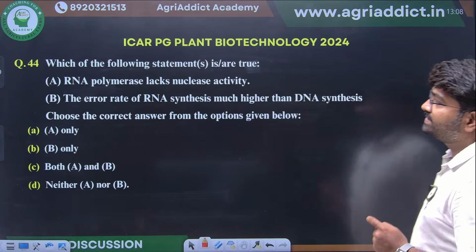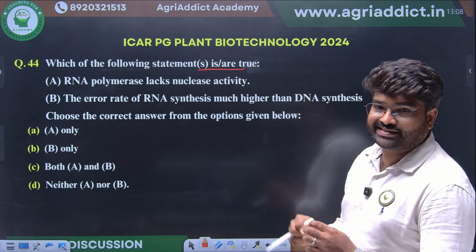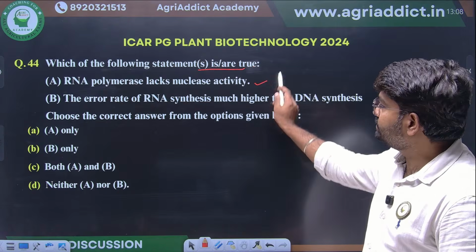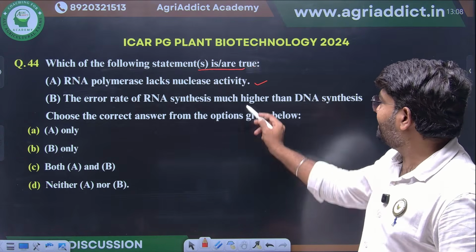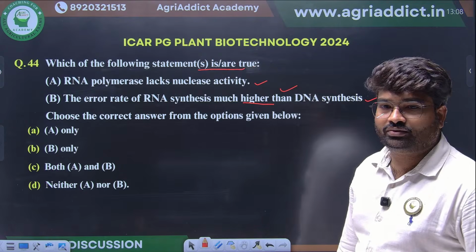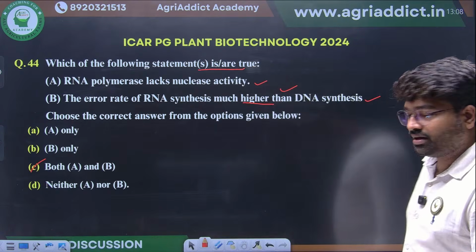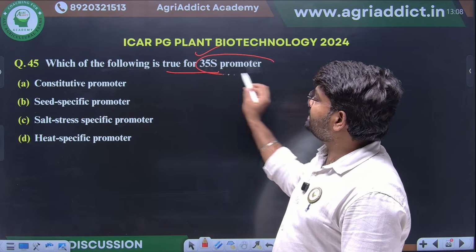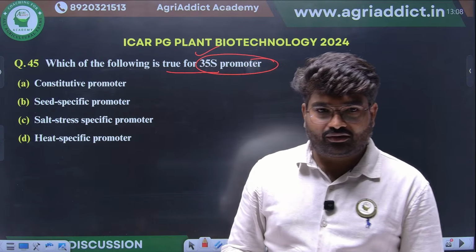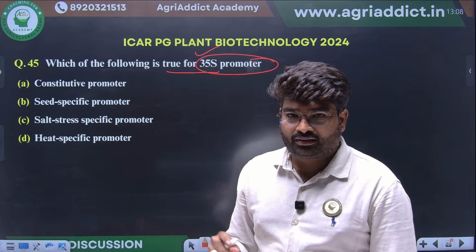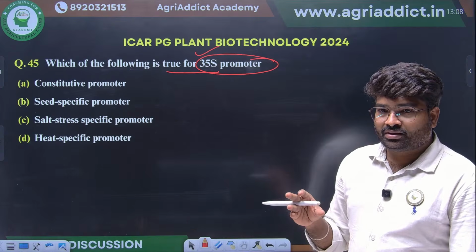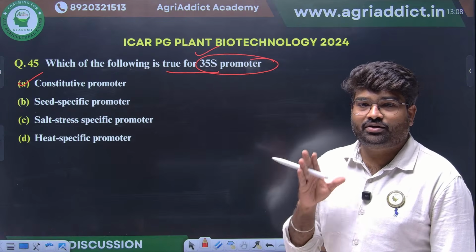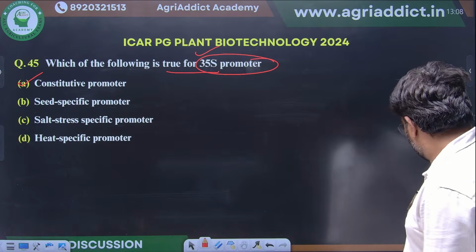Excellent. Next, which of the following statements is true? They have asked about RNA polymerase. RNA polymerase lacks nuclease activity. Yes, this is true. The error rate of RNA synthesis is much higher than DNA synthesis. Yes, both are true, so both A and B are true. Which is true for the 35S promoter? This is a very simple question. It's a type of constitutive promoter. Yes, this is the right option.